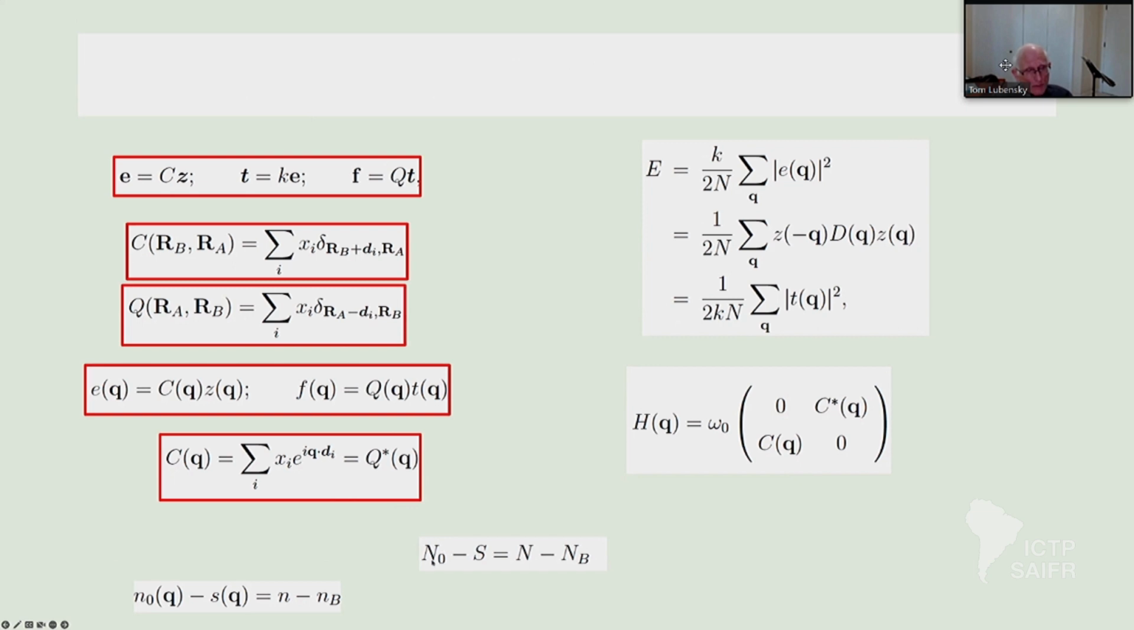So we have N0 is a mode of zero energy. S is a mode with a force on it. N is the number of sites, and NB is the number of bonds. And since we can Fourier transform here, we have the number of zero modes in each Q minus the number of states of self-stress in each Q is the number of sites in the unit cell minus the number of bonds in the unit cell.